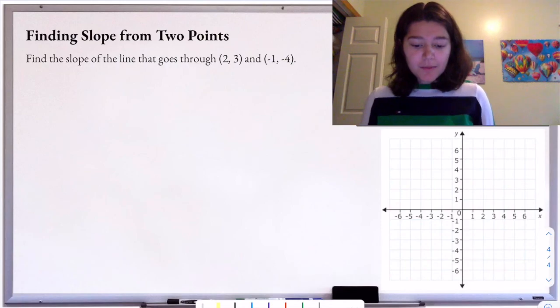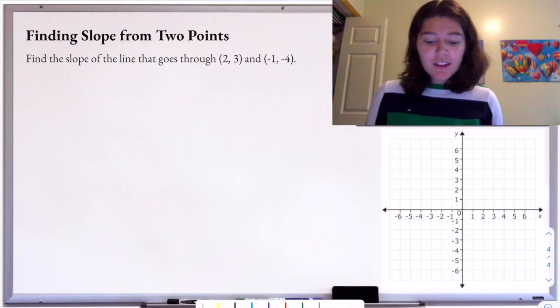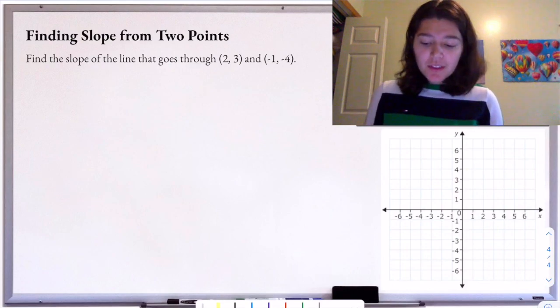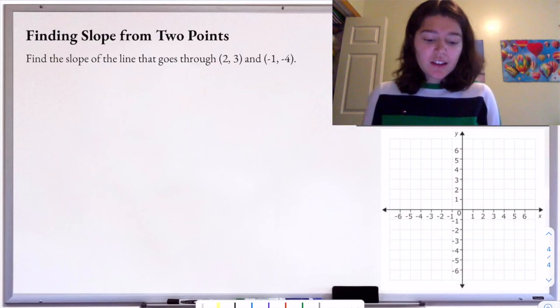Okay, awesome. So now here's an example where we want to find the slope from 2 points, and they're not going to give us a graph. Okay, so they ask us to find the slope of the line that goes through (2, 3) and (-1, 4). Okay, so this is hard to understand.